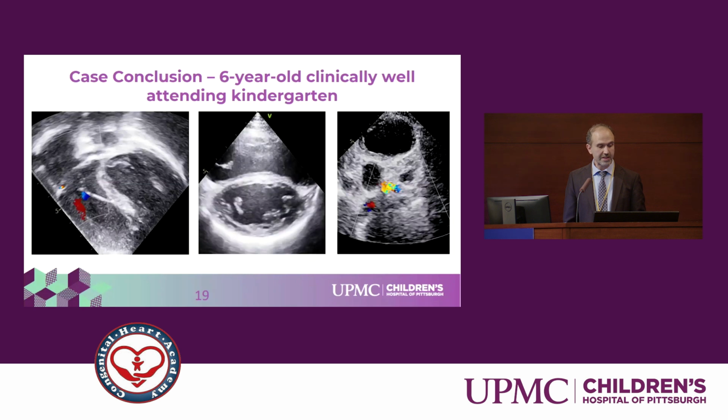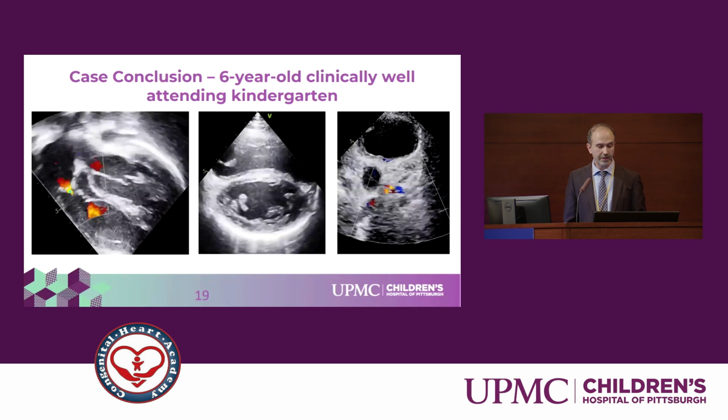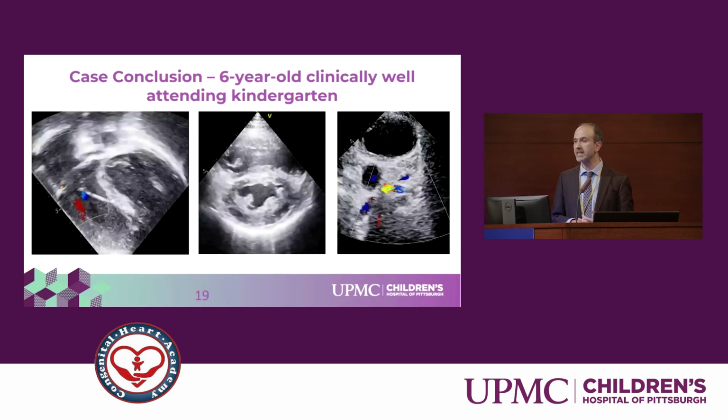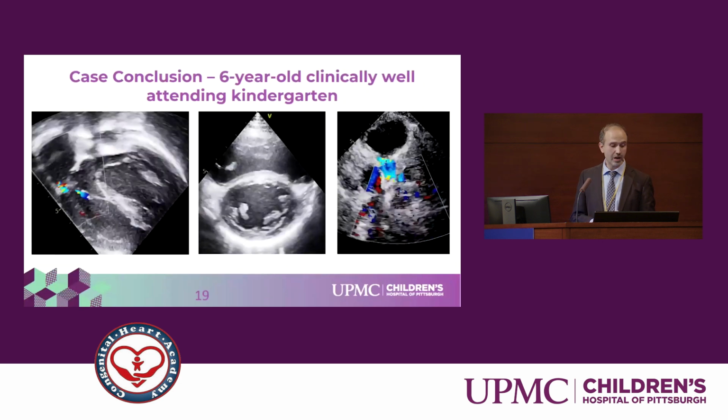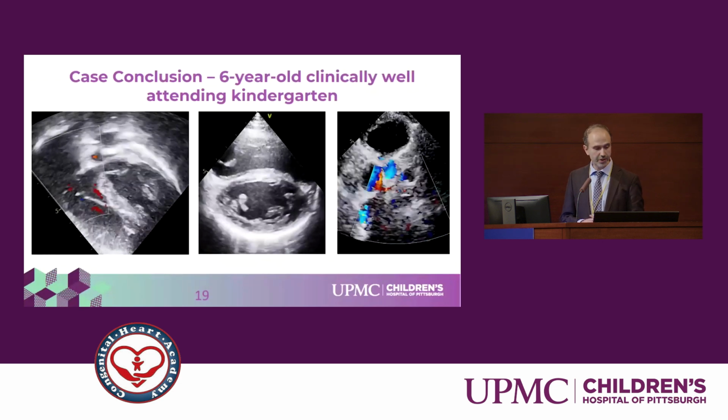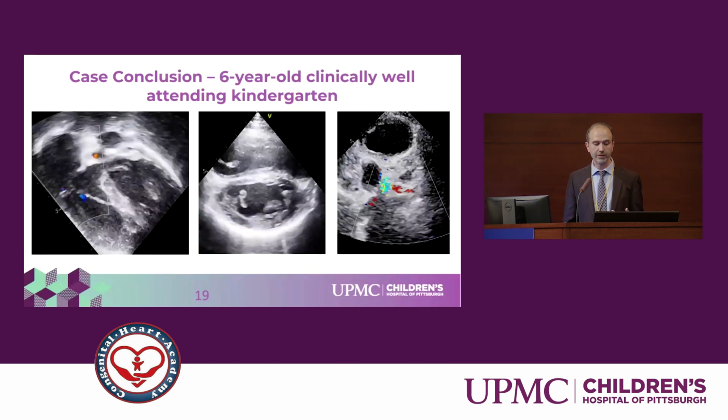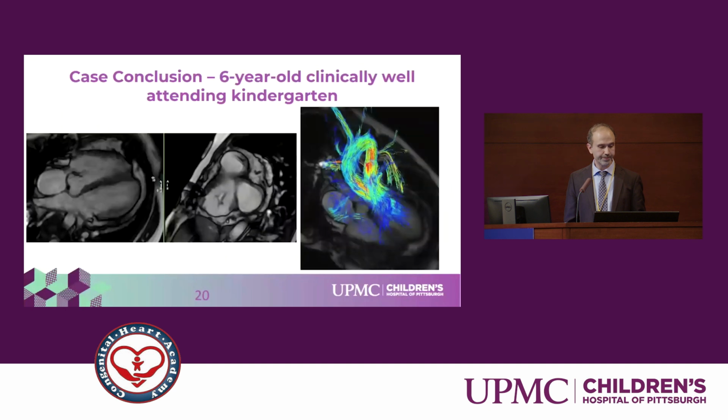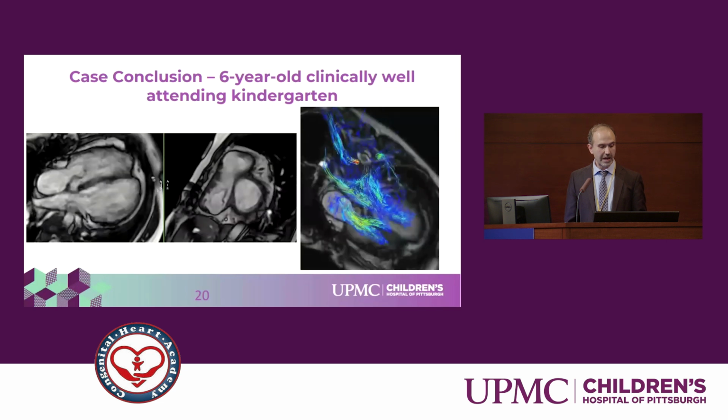So this patient is now 6 years old. She's doing really clinically well. She's attending kindergarten, and her RV function remains normal, trivial tricuspid regurgitation with good flow across the pulmonary valve. And we also did a cardiac MRI on her, also showing a good RV function.